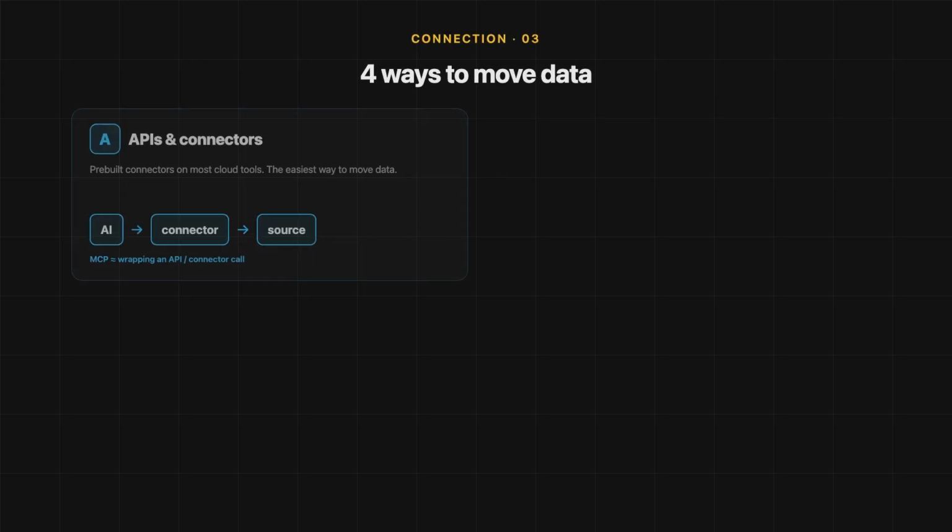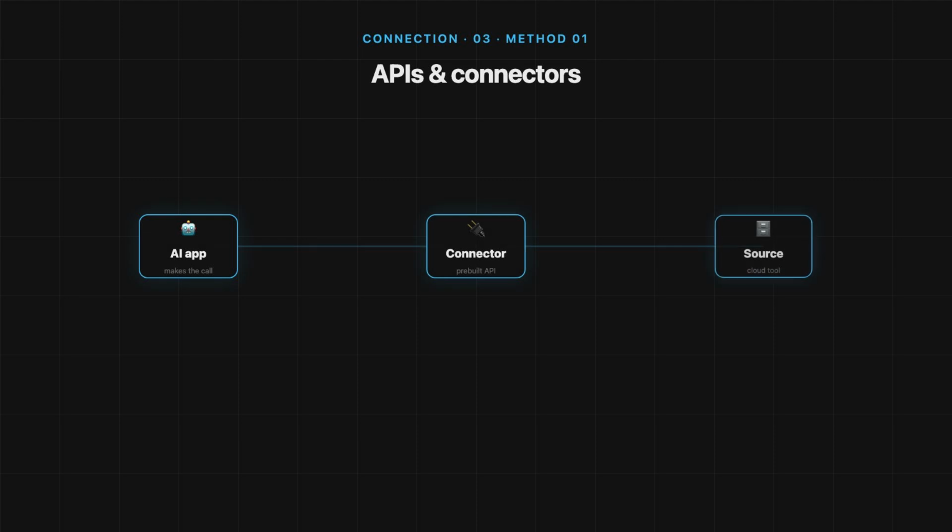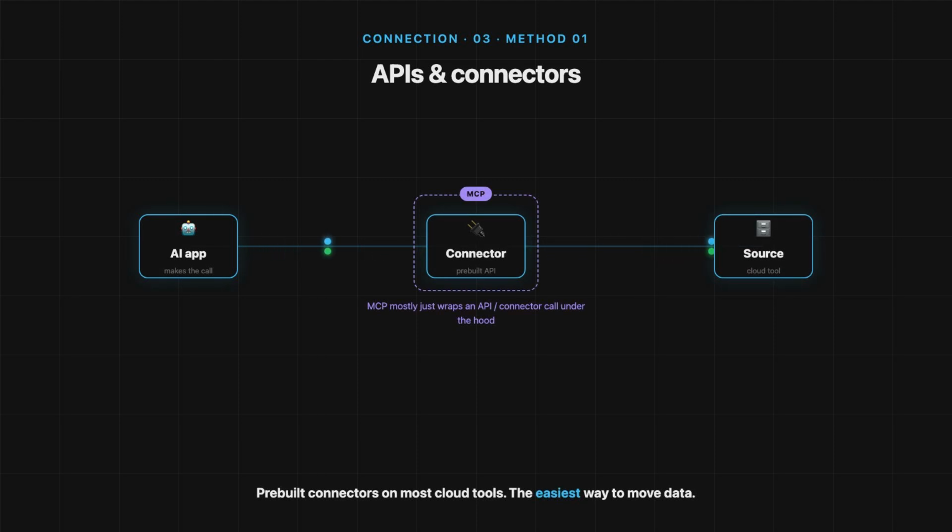There's only really a couple of ways to actually connect to data sources. First is any API and connectors. So most cloud tools have some pre-built connector around it. And this is actually the easiest way to move data from one place to another. And when you actually hear MCP, I would say a lot of it is more of just wrapping around and having the AI call an API, for instance, or one of these connectors under the hood.